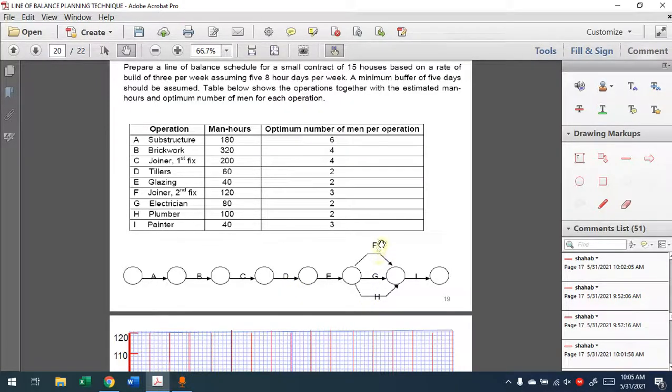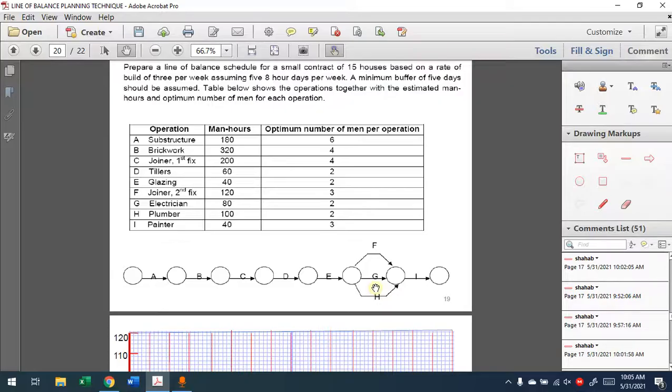However, when you come here, F, G, H, 3 activities, they start after E. They have the same starting point. Why? Because once E finishes, I can start any of them. Can H cut G? Yes, no problem. F can cut any of them. I mean, those can cut each other. Why? Because they don't depend on each other. They are separate activities going on in parallel in the project.